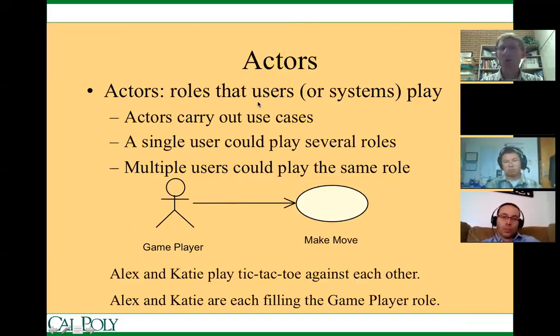So the actors are roles that users, or they can be systems, play. They carry out the use cases. A single user could play several roles. Multiple users could play the same role. So like here, Alex and Katie, those are two different users. They might play tic-tac-toe against each other. They're both going to fulfill the role of being a game player. So multiple users are fulfilling that same role there.